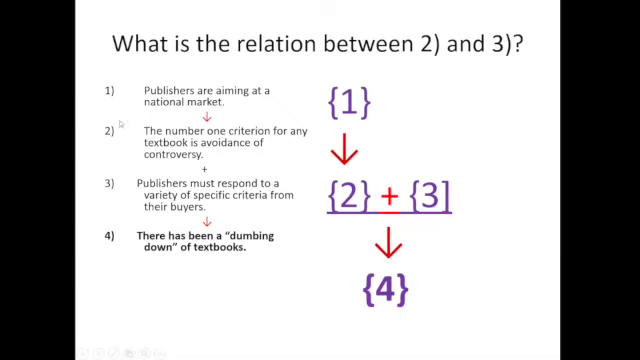And because it's aimed at a national market, the number one criterion for any textbook is avoidance of controversy. Okay, so 1 leads to 2, and then 2 in combination with 3 is what leads to 4, as we just explained. And so the way this diagram will work is that we'll have number 1, and we'll have an arrow leading straight to 2.